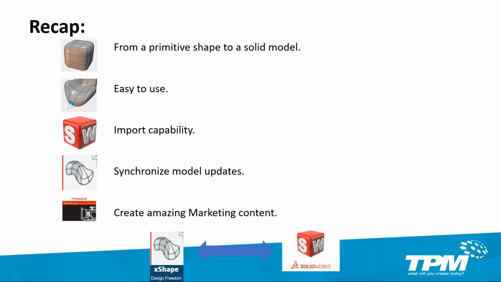Let's recap what we just reviewed today. During this presentation, we saw how a primitive shape can be transformed into a consumer product design with xShape. We saw how easy it is to select edges, faces, and vertices to make small adjustments to the model. We demonstrated how the model can be imported directly into SOLIDWORKS where other components can be added. If a change is required, we can update the freeform model within xShape and then update the SOLIDWORKS model. Finally, we saw some examples of how we could bring the products to life with SOLIDWORKS Visualize.